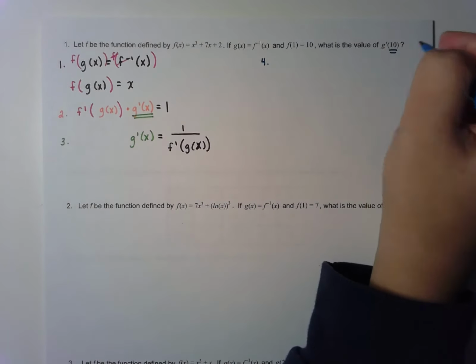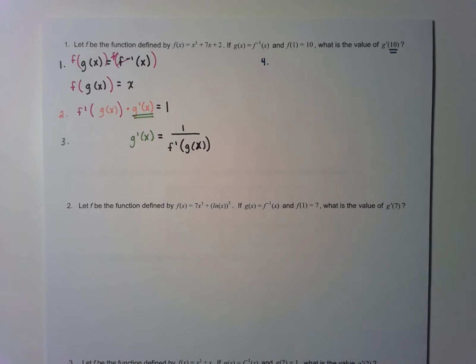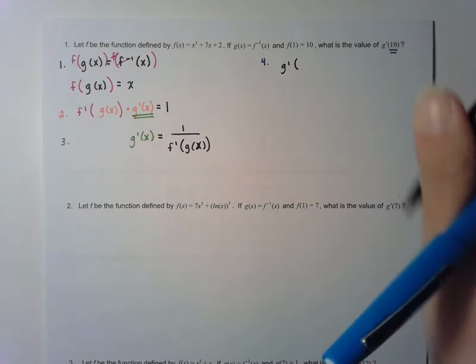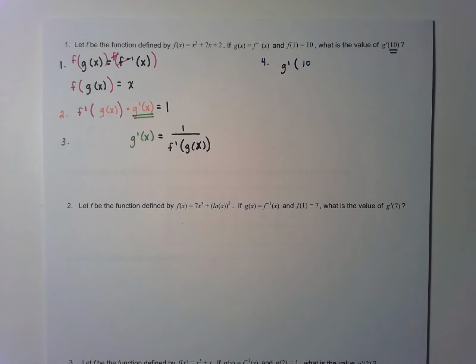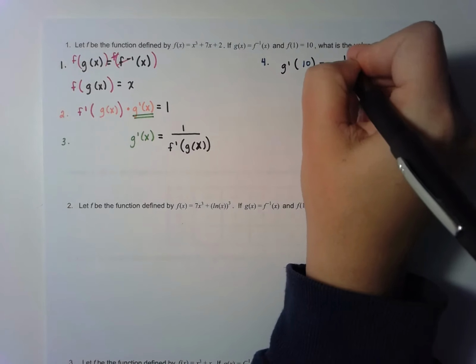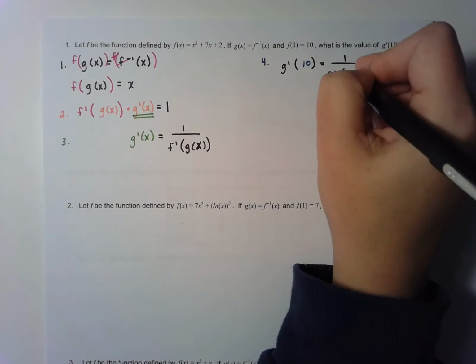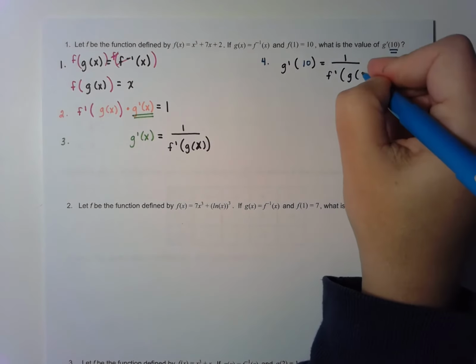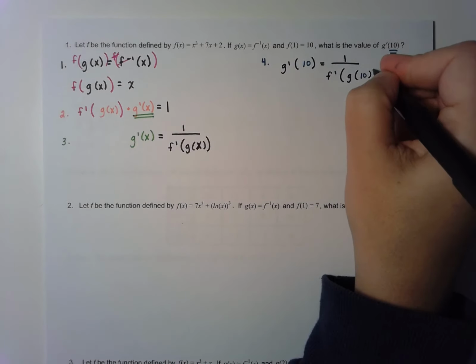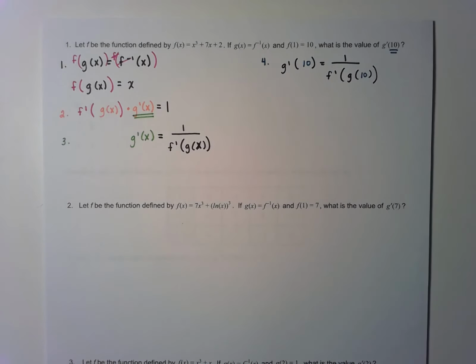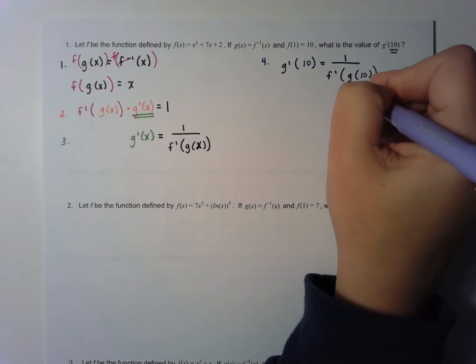We want to find g prime of 10. So I'm going to go ahead and substitute the number 10 in here. I want to know g prime of 10, which is going to be 1 over f prime of g of 10. So again, I'm just substituting the number 10 in for all of the x's. Here's the problem. We don't have an equation for g of x. We also, therefore, cannot plug in the number 10 to find g of 10. So there's got to be something else in this problem that helps us figure out g of 10 without needing to know the equation. So how are we going to figure out g of 10?